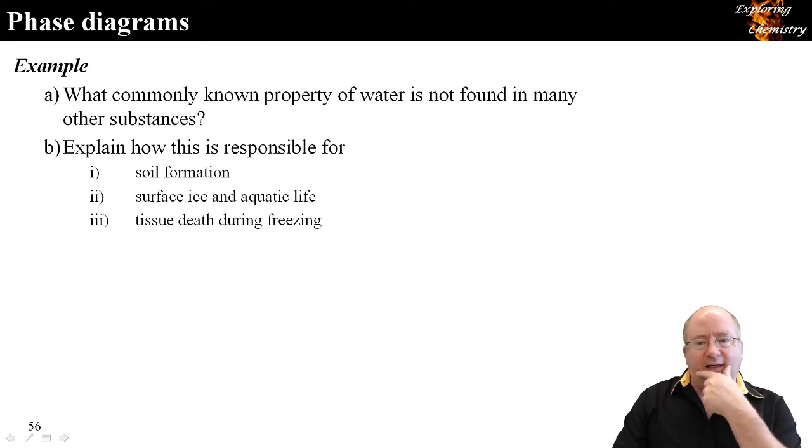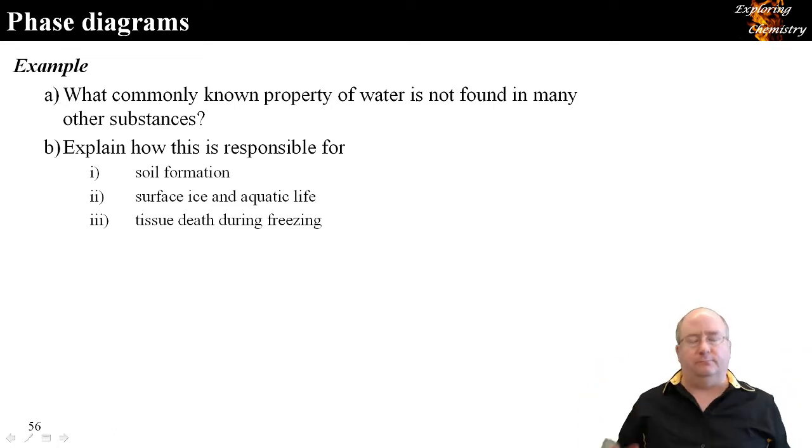Anyone got any idea? How is soil formed? The early history of Earth was that it was a rocky ball, basically a volcanic lava surface that cooled. How did we get soil? Thanks to water.